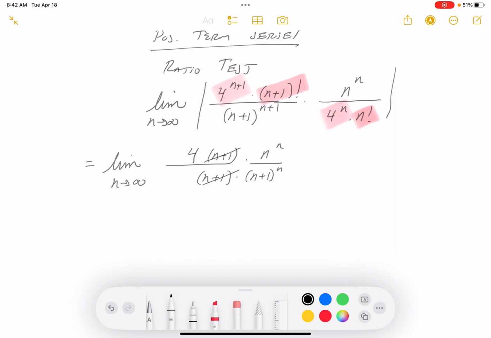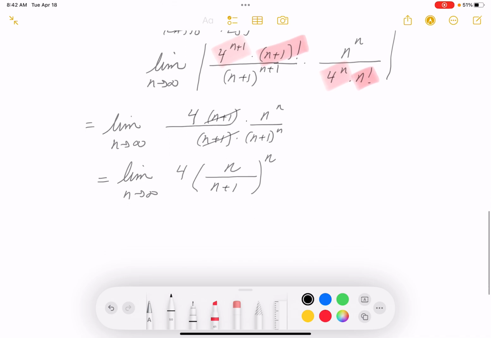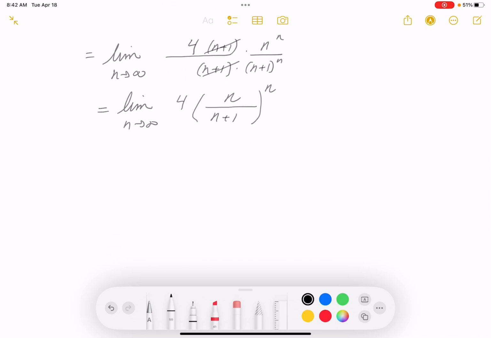And gee, let's take a look at that. That's going to be the limit as n goes to infinity of 4 times, and then I'm going to write down, this is actually n over n plus 1 to the nth power. Boy, that does look kind of familiar, doesn't it? So I'm going to rewrite it so it looks a little more familiar, because it doesn't look like what I really want. I'm going to write 4, and I'm going to put the reciprocal down, which is n plus 1 over n to the minus n.